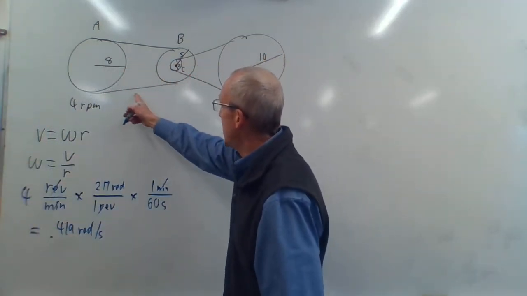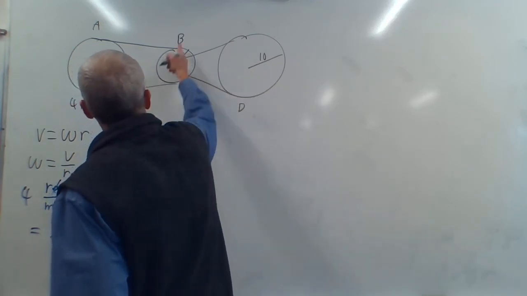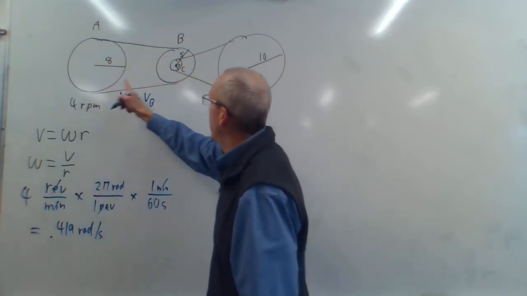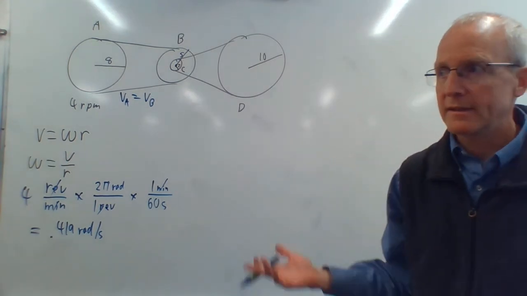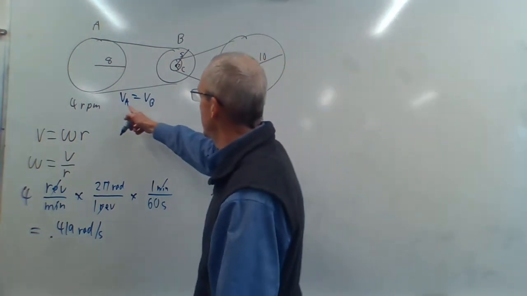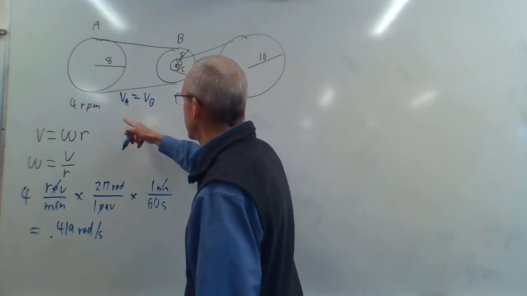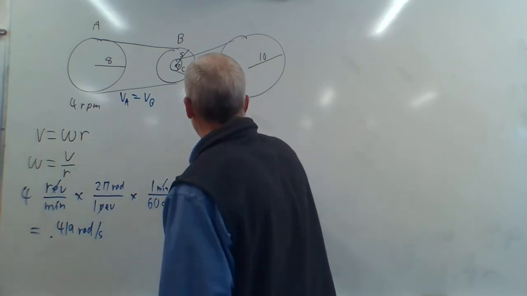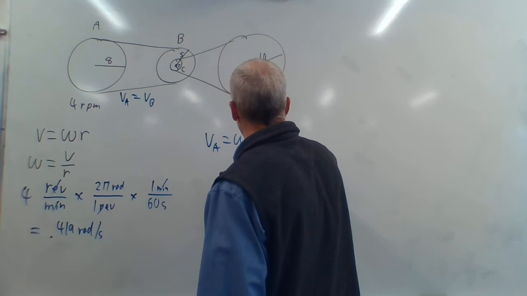Now we can figure out the velocity of the cable here. Let's call this V of A, which is equal to V of B, right? The outside of wheel A has to be moving the same speed as the outside of wheel B because they're attached by a belt. The belt goes the same speed. So what's the speed of the belt? VA is equal to VB. We can figure out what VA is because we know omega A and we know the radius of A. So VA is equal to omega A times the radius of A.